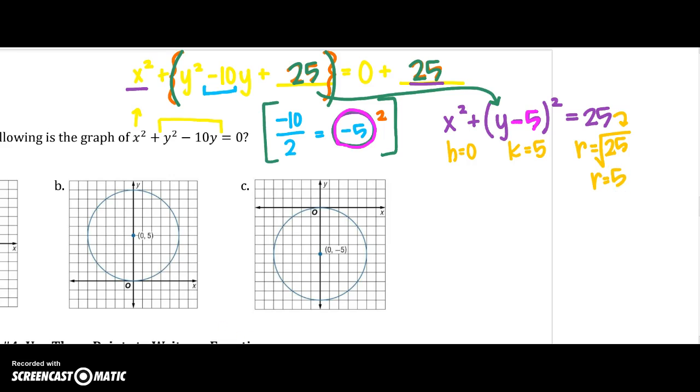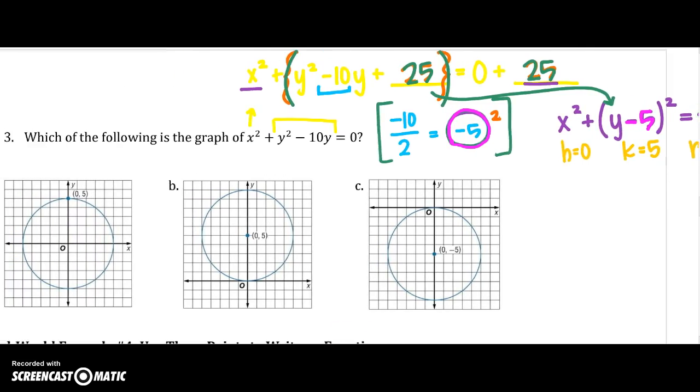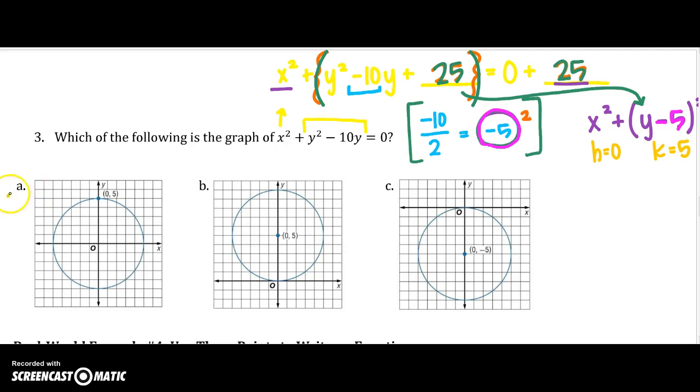So center is at 0, 5, so that means I can cancel A and C. So really, I only have B, so my center is at 0, 5, and then 1, 2, 3, 4, 5. My radius is 5, so that checks out.